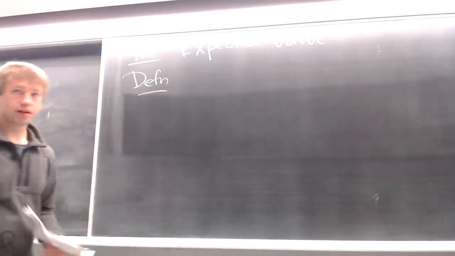So this is actually the last lecture on probability. Okay, and then we're going to move to a totally different topic. So, we're going to talk about something called expected value, which is something related to random variables.